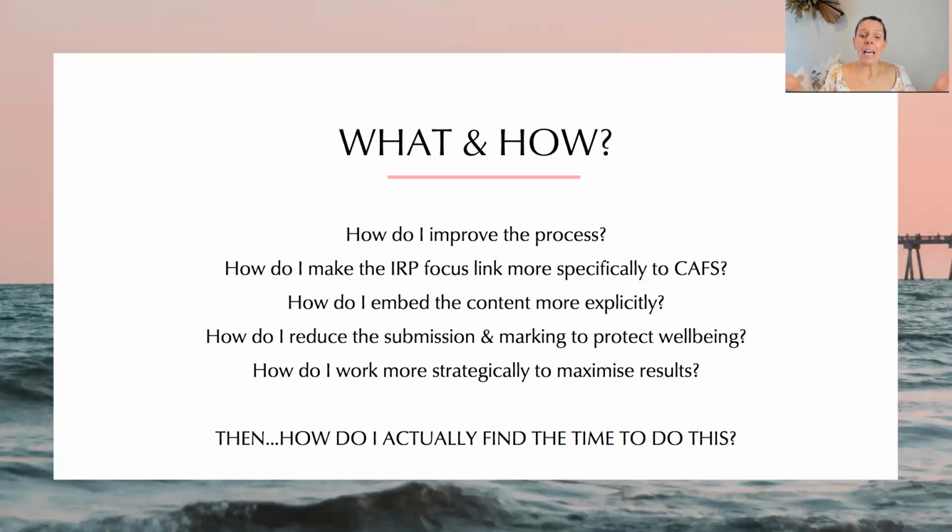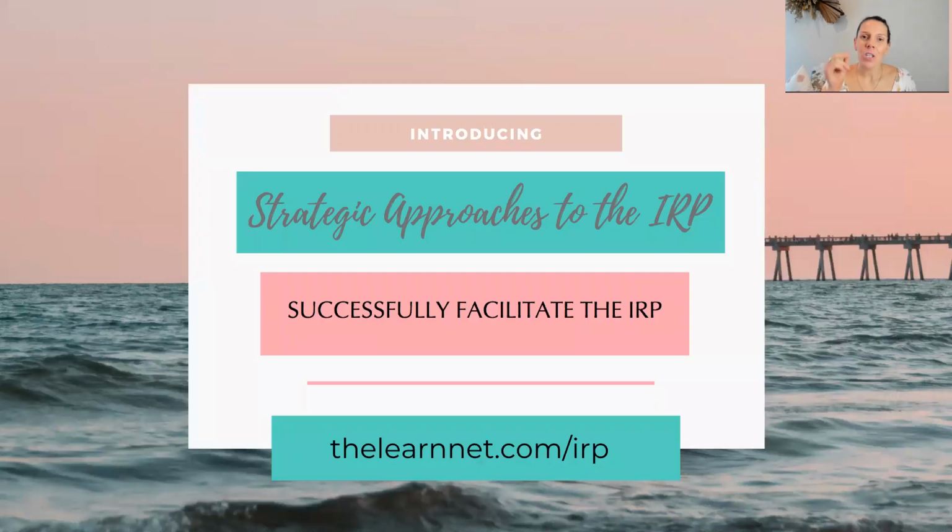So the what and the how. How do you improve the process? How do you make the IRP link more specifically to CAFS? How do you embed the content more explicitly? How do you actually reduce the submission and marking to protect the well-being of you and your CAFS crew? And how do you work more strategically to maximize results? Then, how do you actually find the time to do all of this? So I've mentioned before, but I'm going to introduce you to strategic approaches to the IRP, which helps you successfully facilitate the IRP.